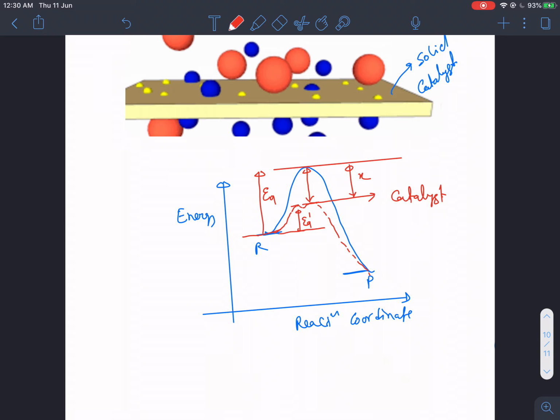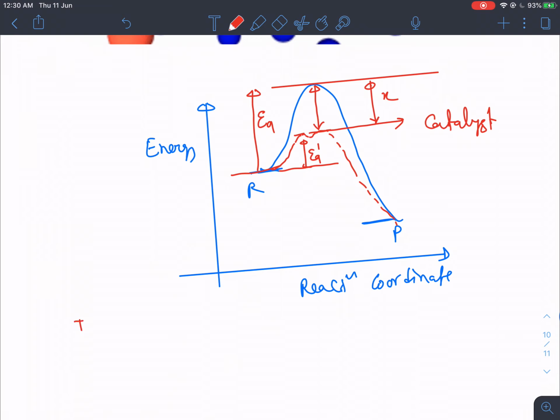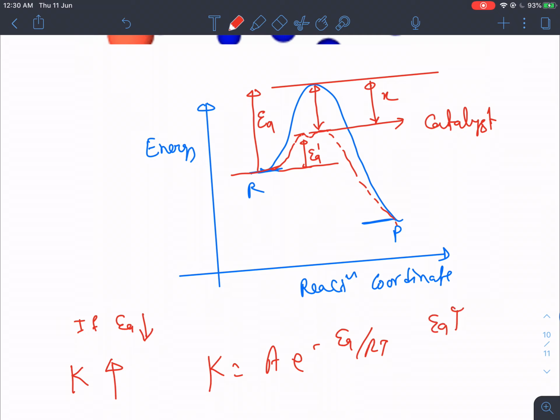Right. So now if EA is decreased, guys, then k will increase. You can see in the equation k is equal to A e to the power minus EA by RT. If you increase EA, then k will decrease, and if you decrease EA, then k will increase.